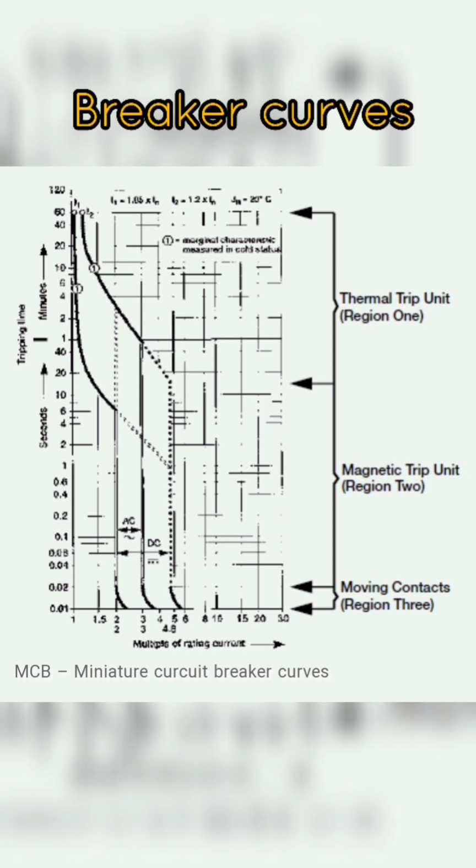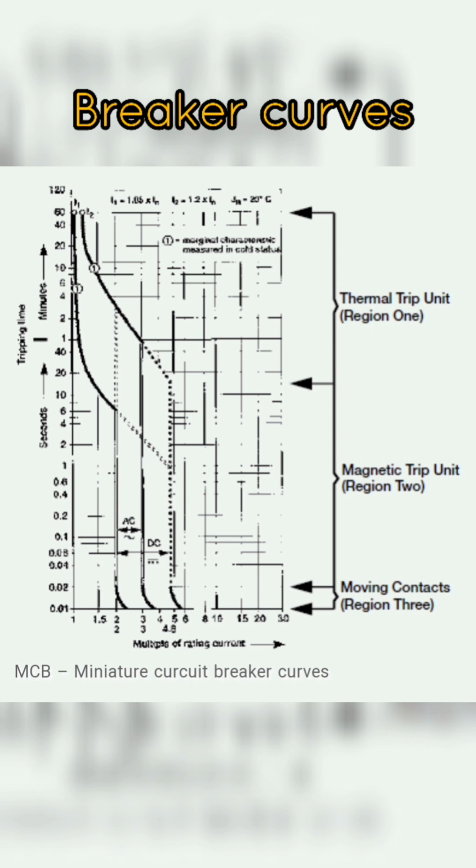Magnetic trip unit, region 2. This region of the breaker curve is the instantaneous trip unit. MCB, miniature circuit breaker's instantaneous trip unit interrupts a short circuit in 2.3 to 2.5 milliseconds. Because of this, the curve has no slope and is graphically represented as a vertical straight line.